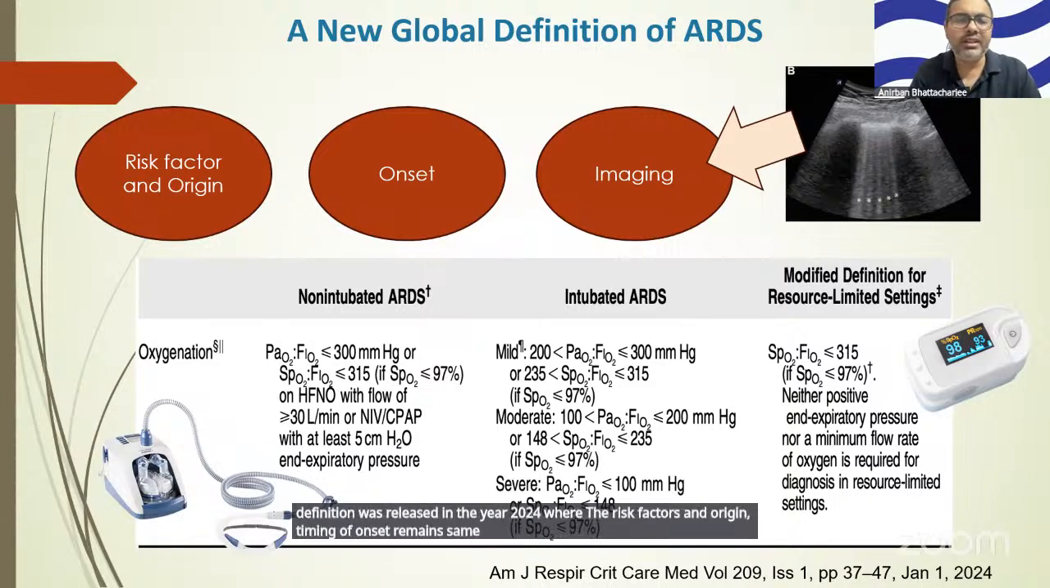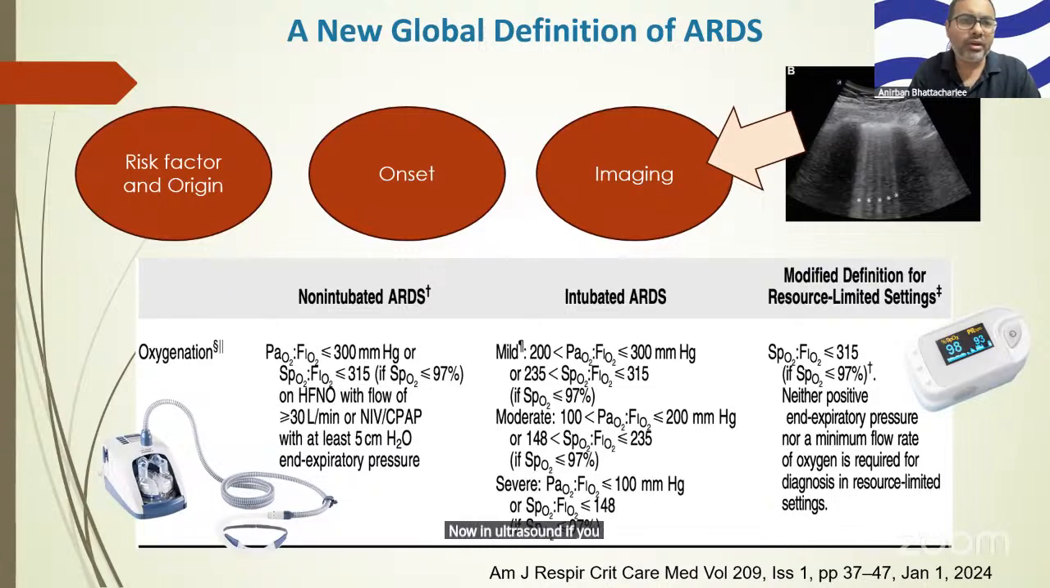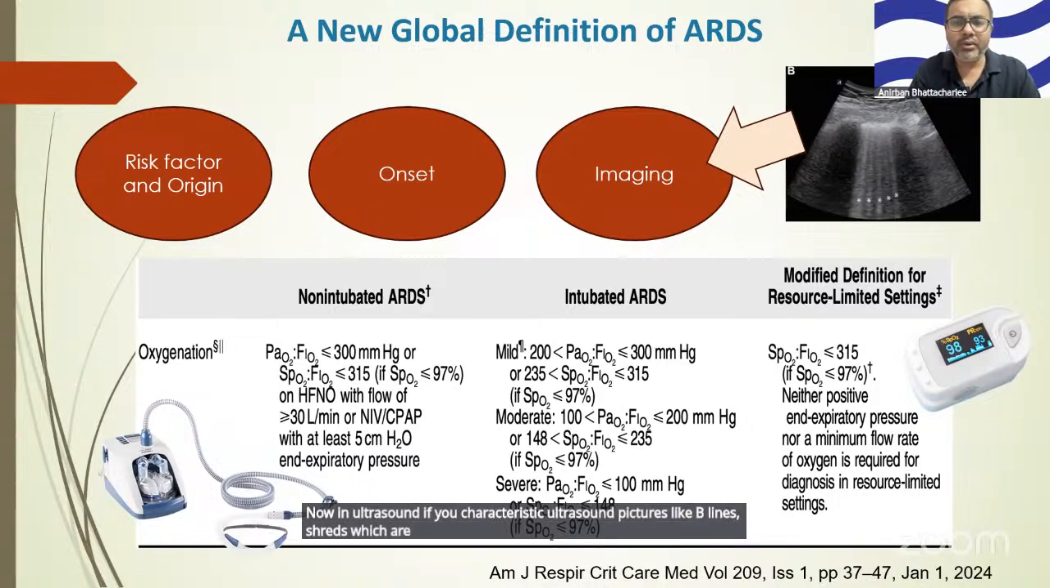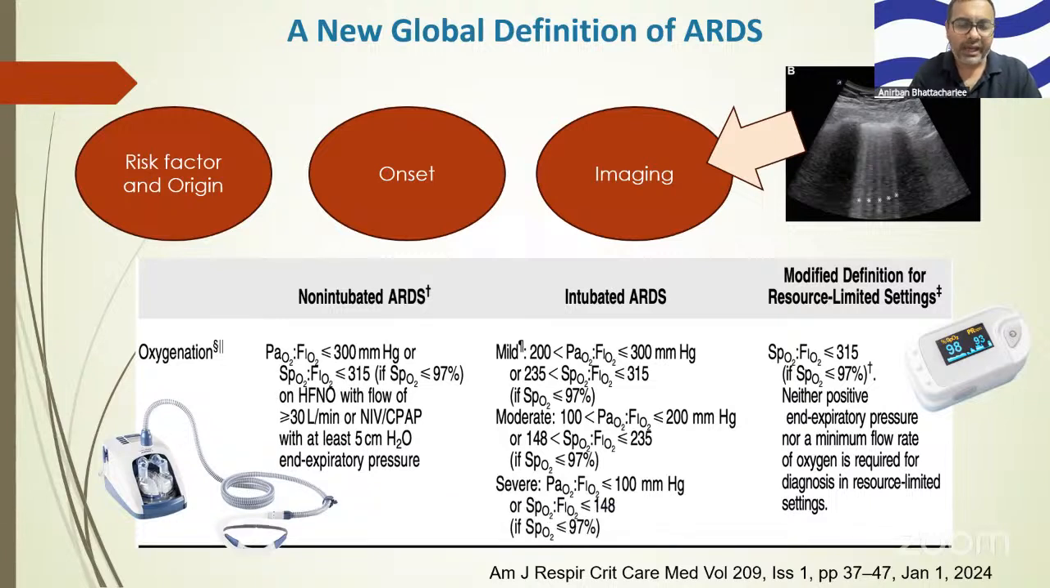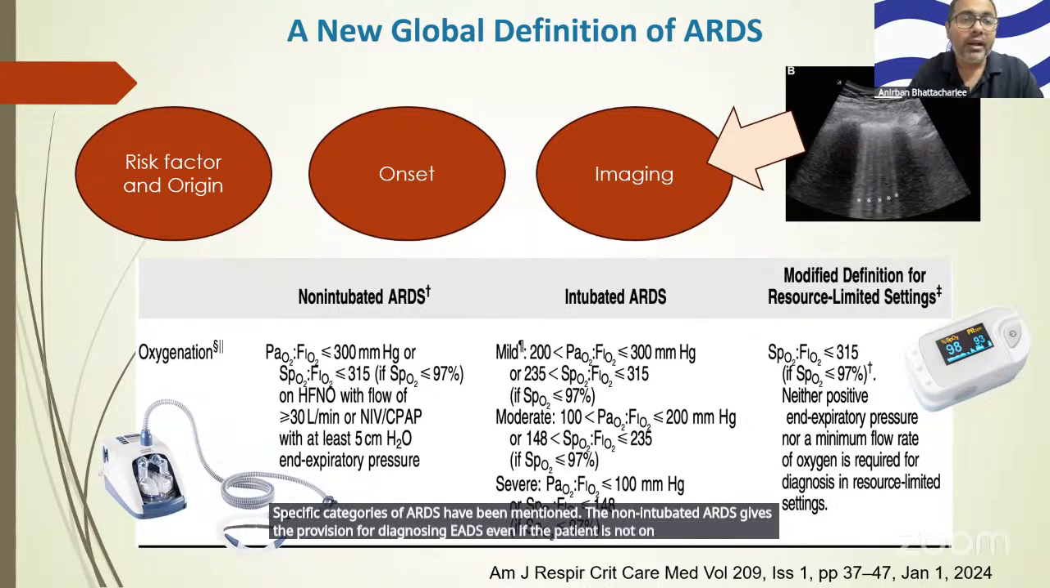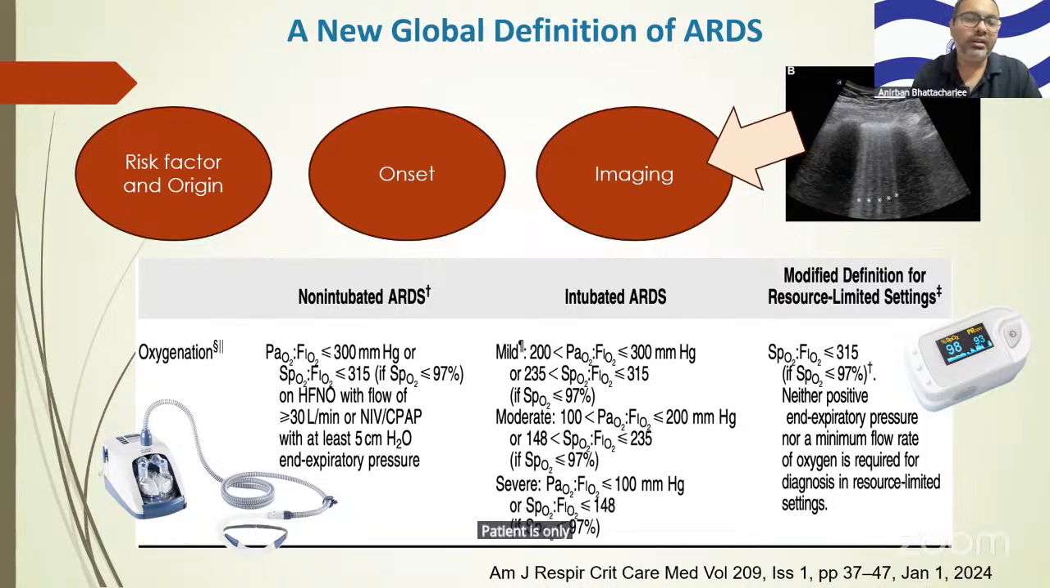The specific changes are in the imaging. Now, in ultrasound, if you get characteristic ultrasound pictures like B lines, shreds, which are bilaterally present, that can be used as an imaging criterion for diagnosing ARDS. Specific categories of ARDS have been mentioned. The non-intubated ARDS gives the provision for diagnosing ARDS even if the patient is not intubated or the patient is only on high flow nasal oxygen.